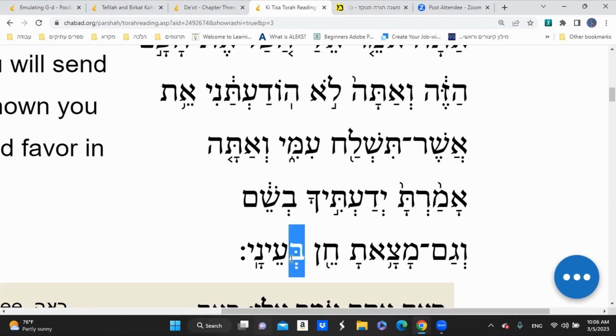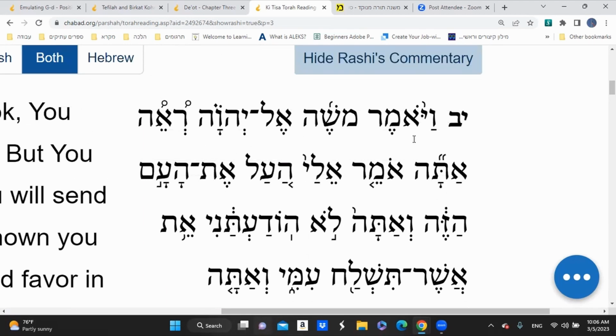So I mispronounced it as be'eno. It should be be'enoi. So I'm going to say that a few more times to get it into my head. It's not be'eno, it's be'enoi. Be'enoi. Be'enoi. Let's read the pasuk again from the beginning.